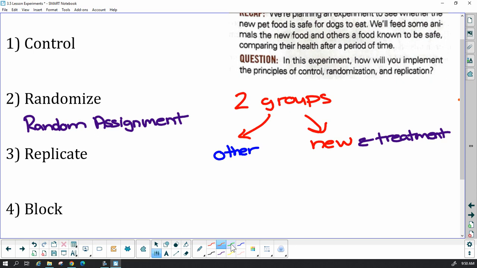In this example, we might want to block based on the type of pet. So we might want to run this experiment with dogs and separately run the experiment with cats. We will talk in more detail about blocking in a follow-up lesson next time. But for now, you should understand control, randomization, and replication are paramount. They are required, and we could do some blocking if we need it, which we'll talk more about later.